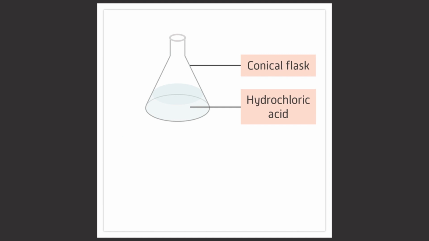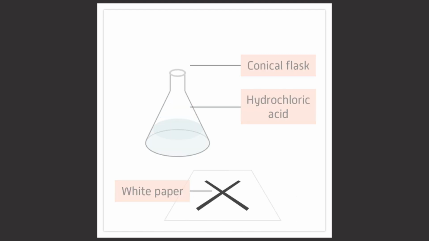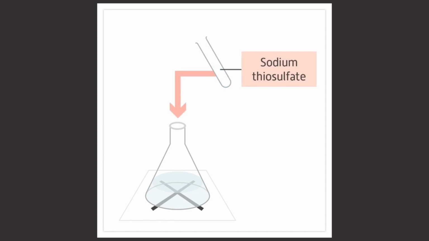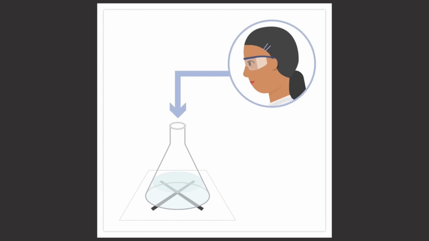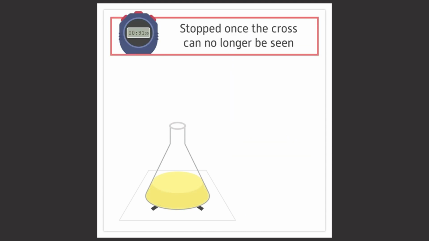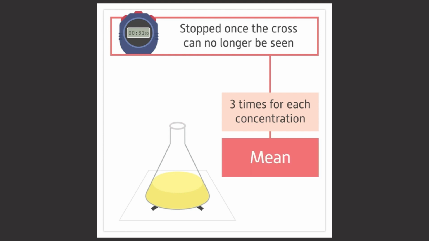A conical flask containing hydrochloric acid is placed on a white piece of paper onto which a cross has been drawn. The sodium thiosulfate is added and a stopwatch started. You look down the conical flask through the solution, which will gradually go yellow. The stopwatch is stopped once the cross can no longer be seen. This is repeated 3 times for each concentration and a mean calculated, making sure to leave out any anomalous results.